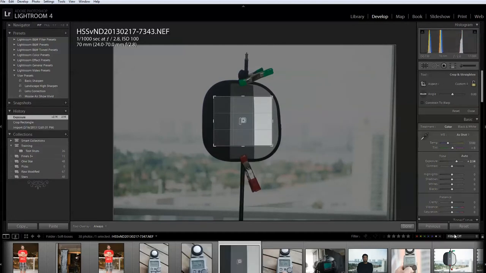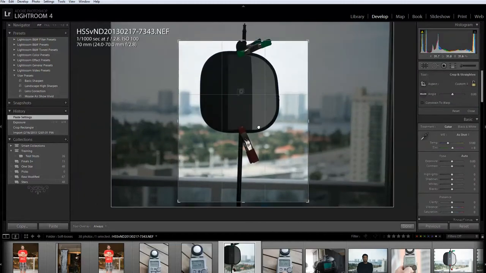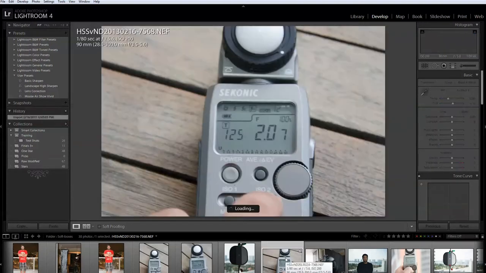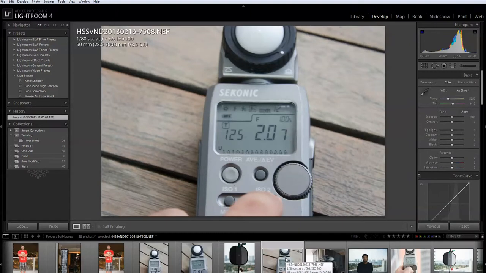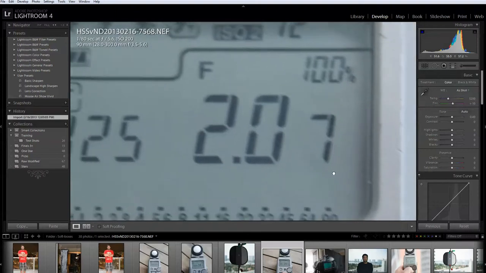So anyway, that's a big issue, right? So how do I get around it? Well, one way to get around it is to use a neutral density filter. I use a 3-stop neutral density filter, and when I use my 3-stop neutral density filter, okay.